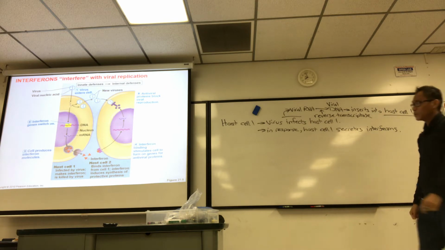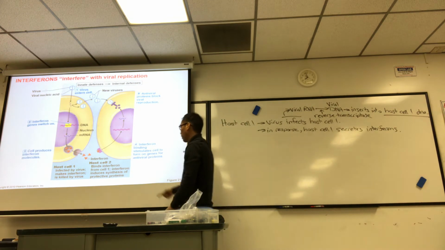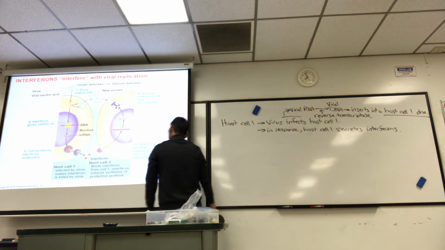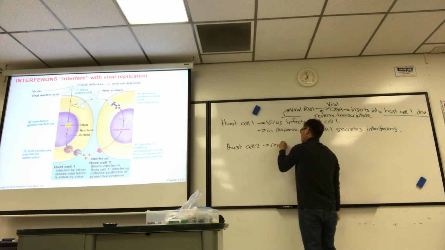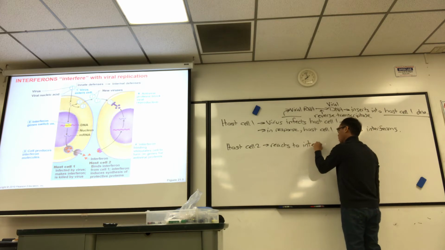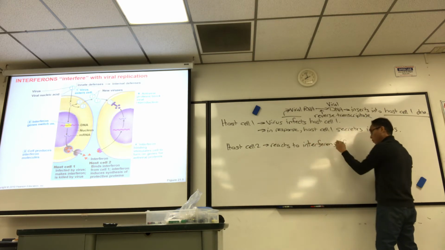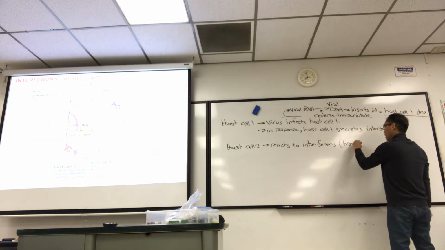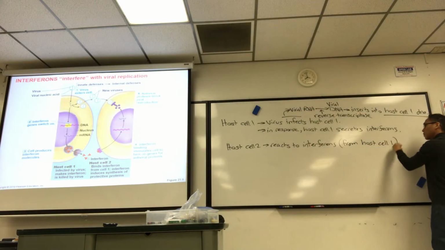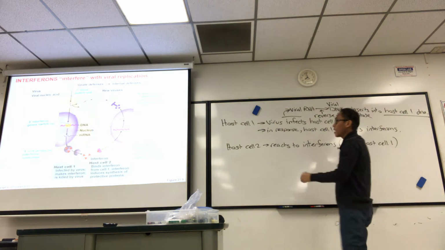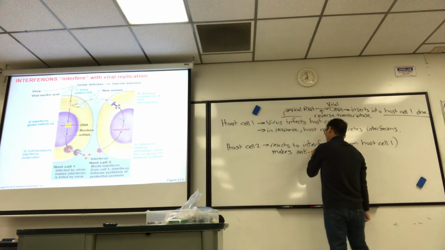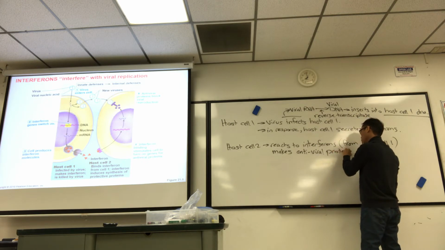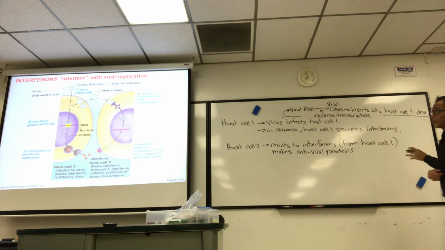And look what happens. Host cell 2 responds to the interferons from host cell 1. The interferon synthesizes protective antiviral proteins. Host cell 2 reacts to interferons. I'll put in parentheses, from host cell 1, just keep track of the two cells, right? Makes antiviral proteins. And as the picture says, they're supposed to block the viral replication, the viral reproduction.